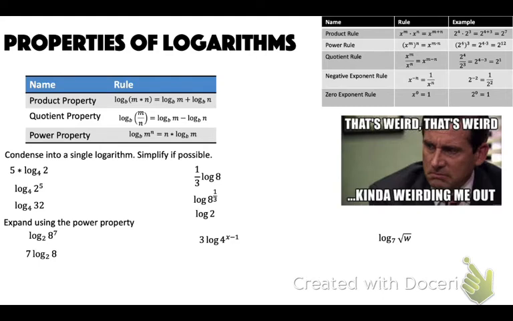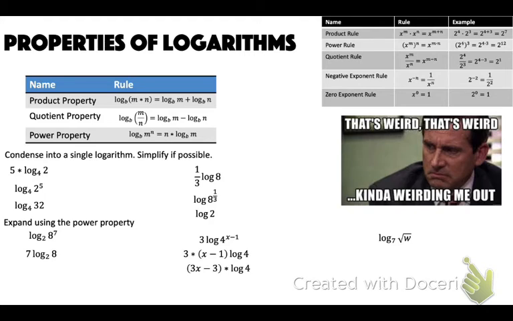3 log base 4 of x minus 1. Well, I'm just going to move that x minus 1 to the front. So that's 3 times x minus 1 log of 4, which could be 3x minus 3 times log of 4.